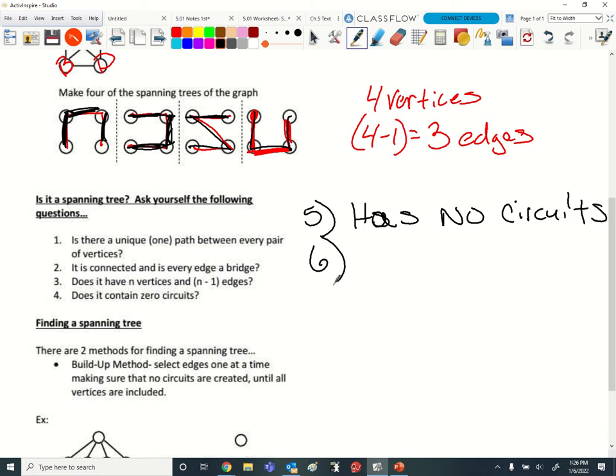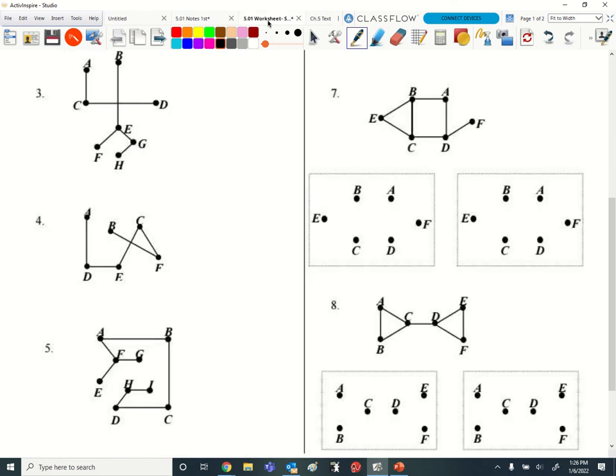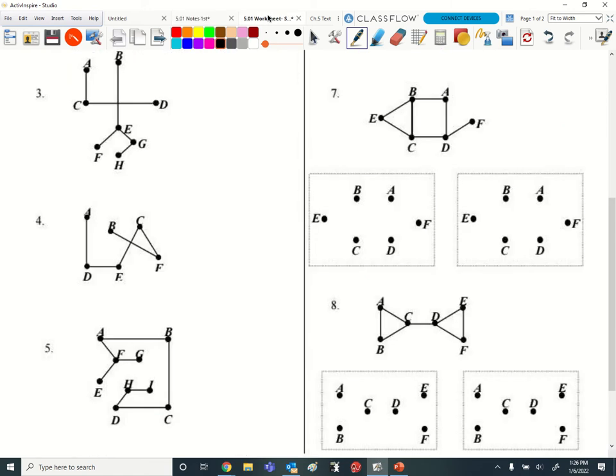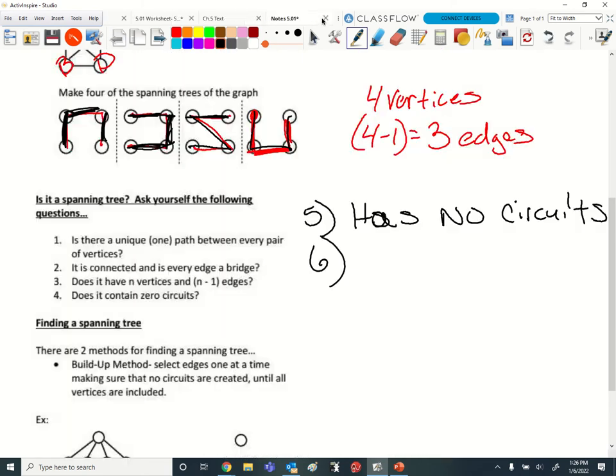Number six. What was six supposed to be? Totally forgot what six was supposed to be. No circuits and only use existing roads. There we go. Six: only use existing roads.